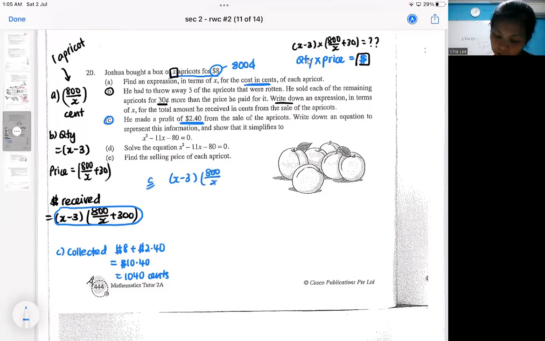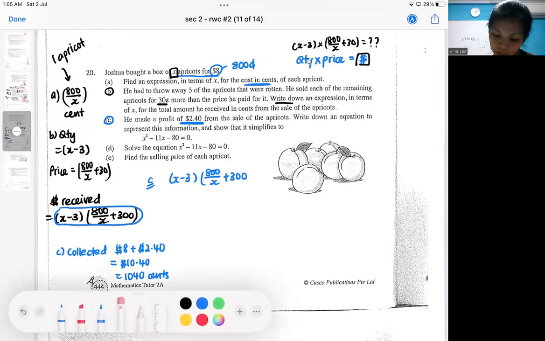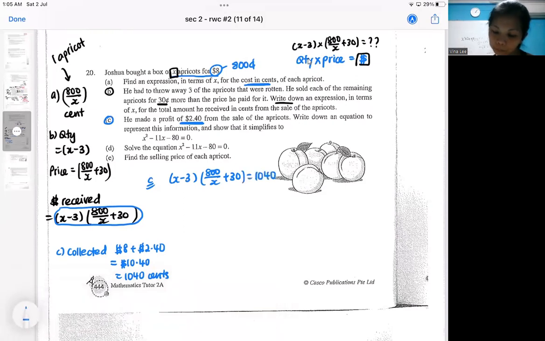I think I wrote something wrongly. It's a 30. It will be 1040. That means he collected more than $8. That's why he can earn a 240. From here, you have to slowly multiply. Because there's a fraction involved, it's not easy. So x times 800 over x will give me 800. Then plus 30x. And this one will give me 2,400 over x.